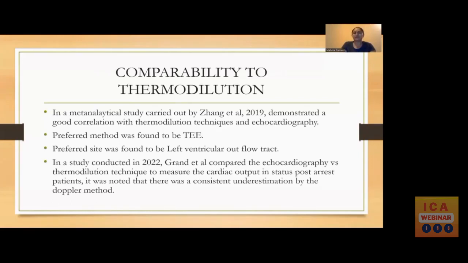The study conducted in 2022 by Grant et al. used echocardiography versus the thermodilution technique to measure cardiac output in post-arrest status. And they noted a consistent underestimation by this Doppler echocardiography method. While both thermodilution and Doppler echocardiography showed a similar pattern in terms of improvement or degradation of cardiac output, the corresponding actual numbers did not show that much similarity. In fact, they found that the Doppler method grossly underestimated the cardiac output of the patient. So for a person who has a normal cardiac output on echocardiography, we can almost state that it is highly unlikely that they actually have a reduced cardiac output status.